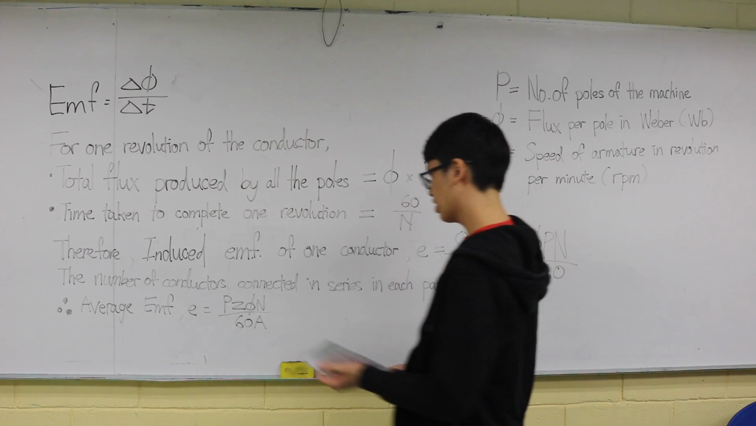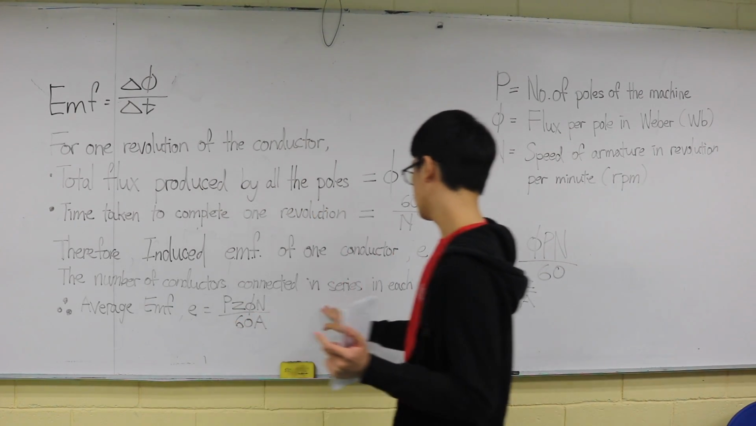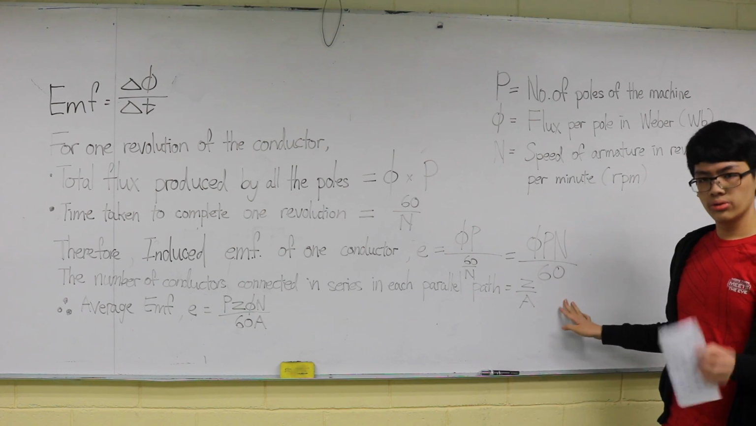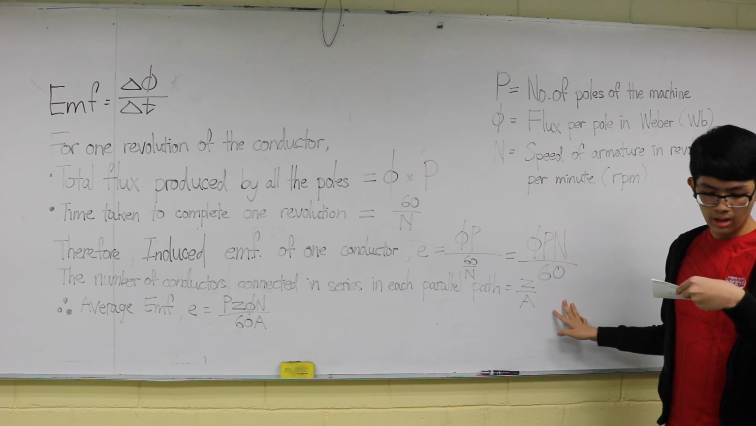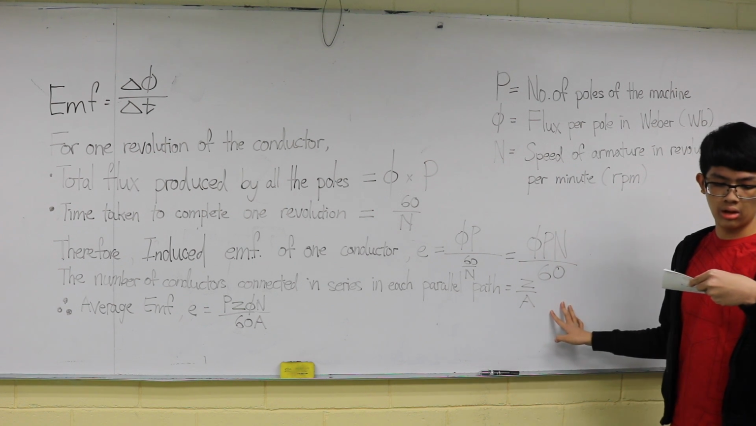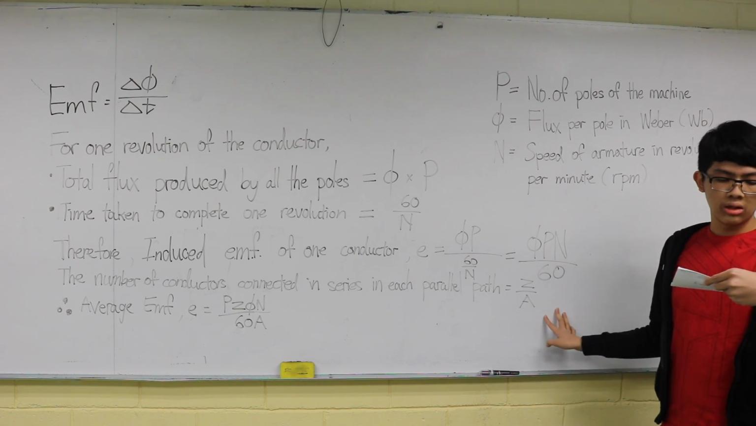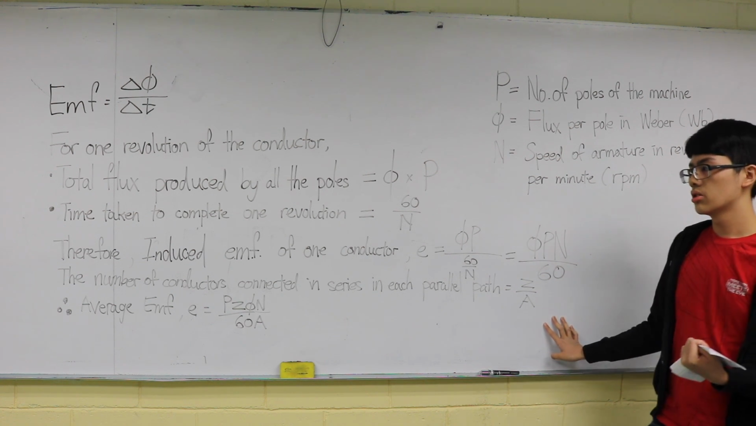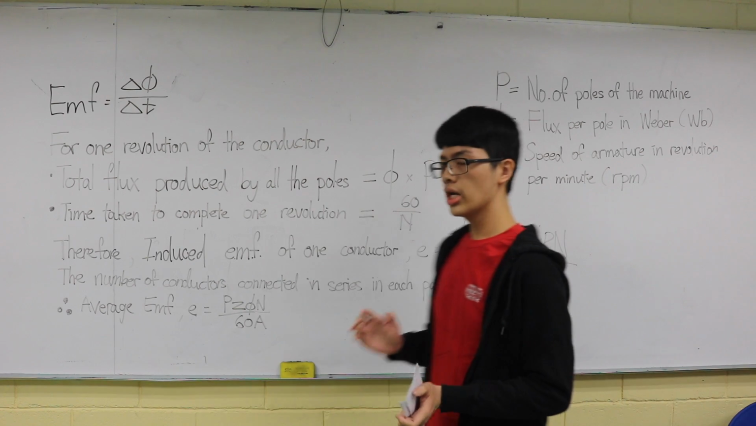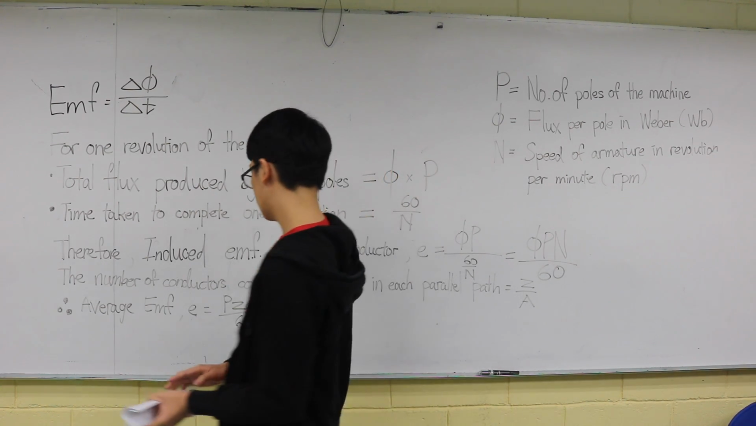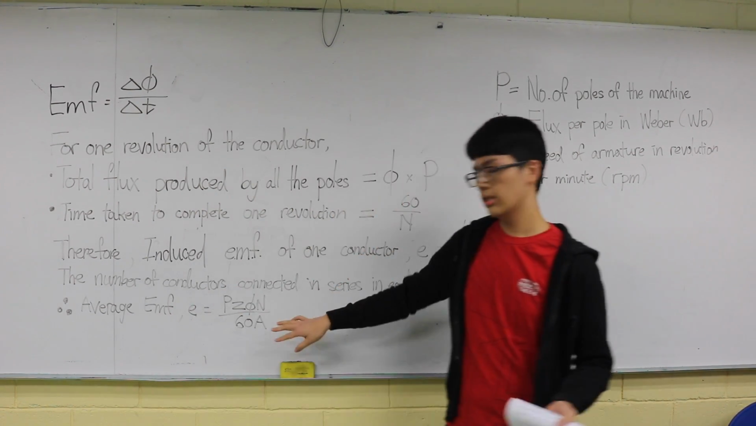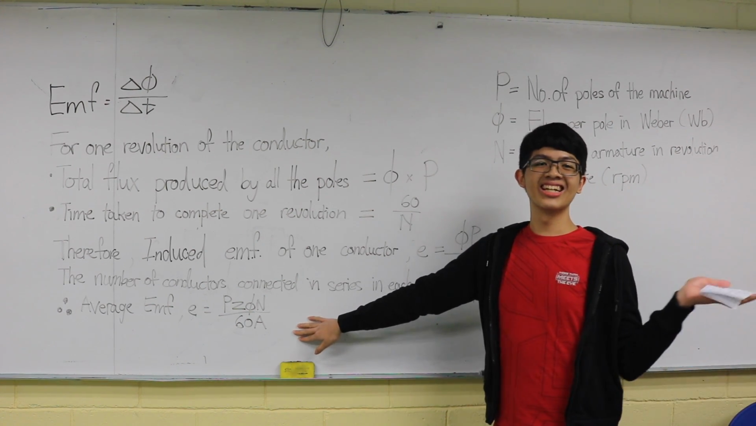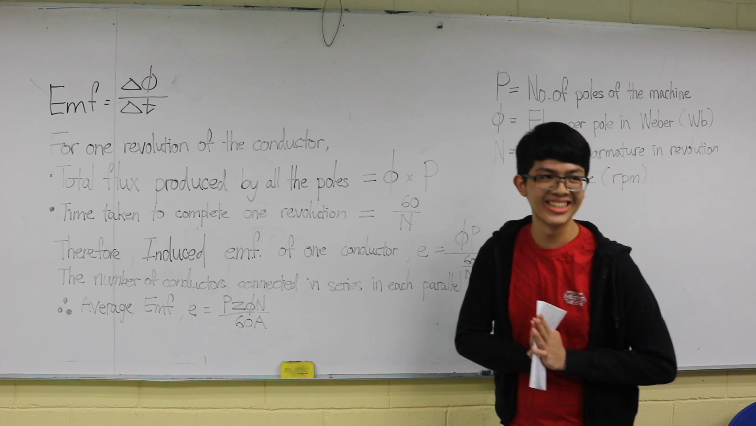When the conductors are connected in series in each parallel path, it is equal to the total number of armature conductors over the number of parallel paths in the armature winding. So the average EMF is equal to this equation, which is PφZN over 60A. Yeah, thank you. That's all.